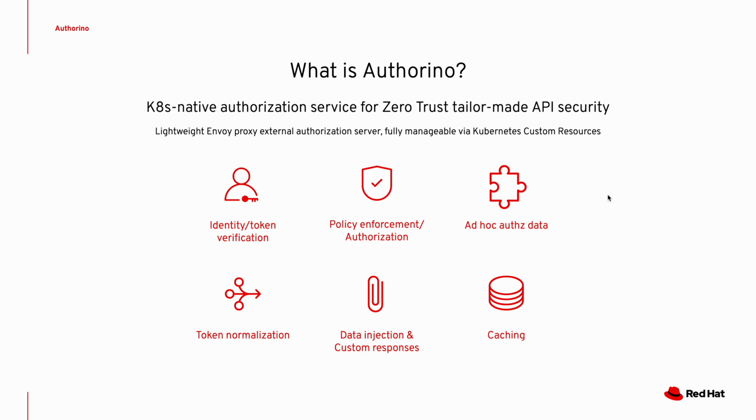Authorino adds yet fetching of metadata from external sources, tools to apply token normalization when trusting multiple sources of identity, injection of auth-related data in the request, like usernames for instance, and highly configurable and dynamic caching.